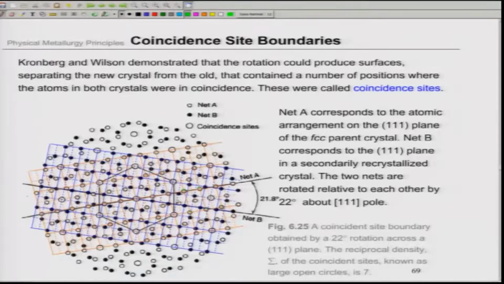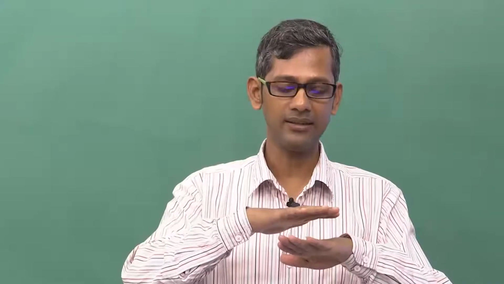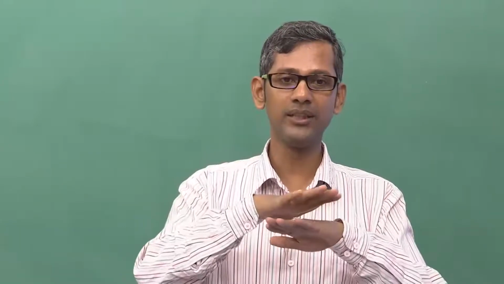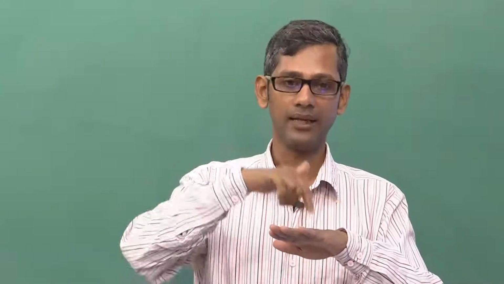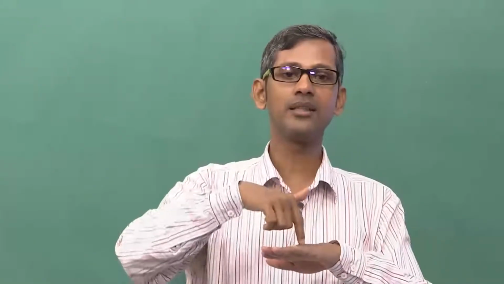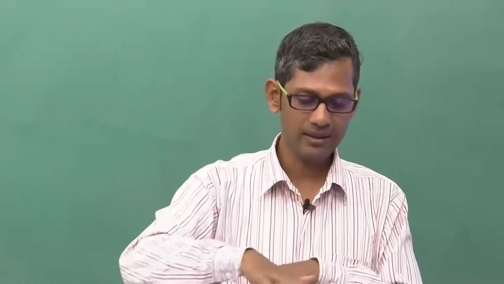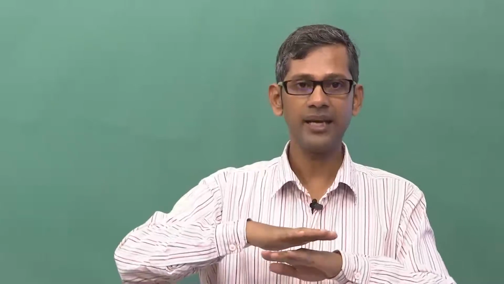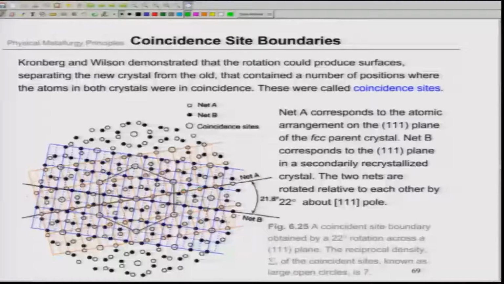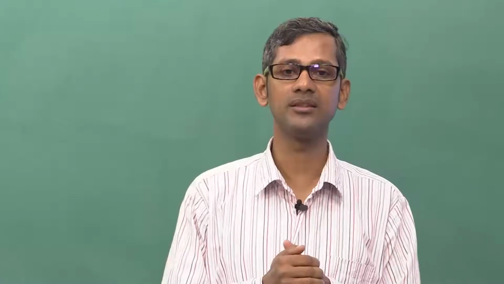That means, if I have two nets, one net, other net like this, I rotate by 22 degrees one net with respect to the other along one of the axes, and let us suppose the axis is the body diagonal of the FCC, body diagonal is along 111. So, if I rotate along 111 one of these nets, then I can bring some of the atoms coinciding with the parent crystal. That is what is known as coincident site lattice.